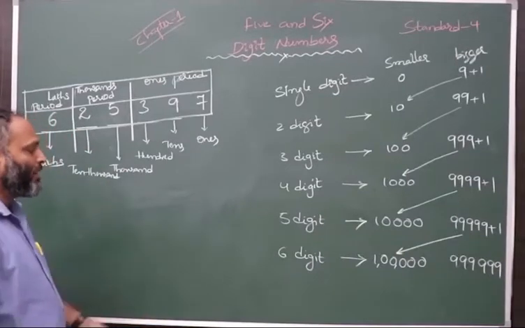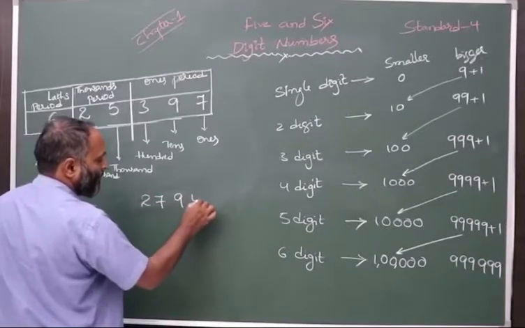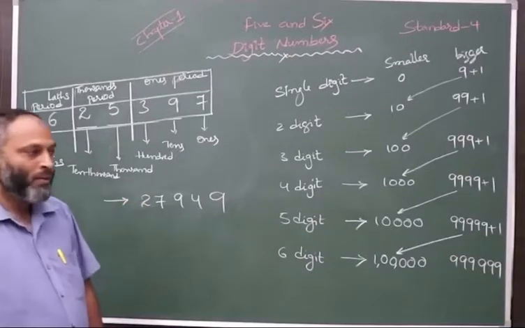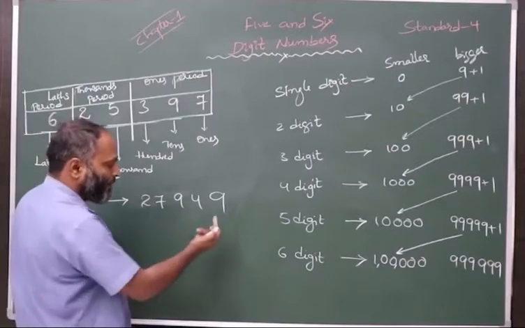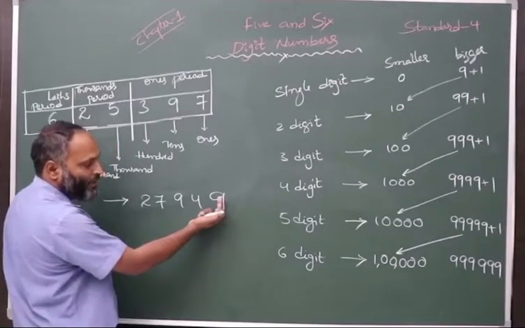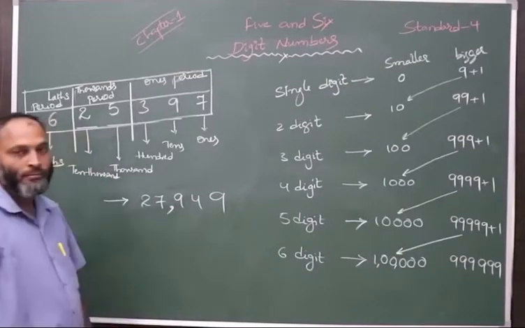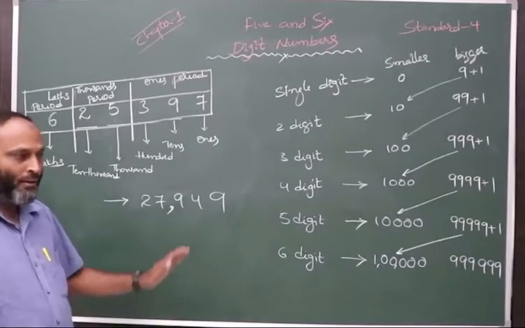If any number is given like 27949, this is a 5-digit number. Then the starting 3 digits are the ones period. After completing the ones period, means after completing 3 digits, 1, 2, 3, you keep a comma. Then these are the thousands period, which are separate.